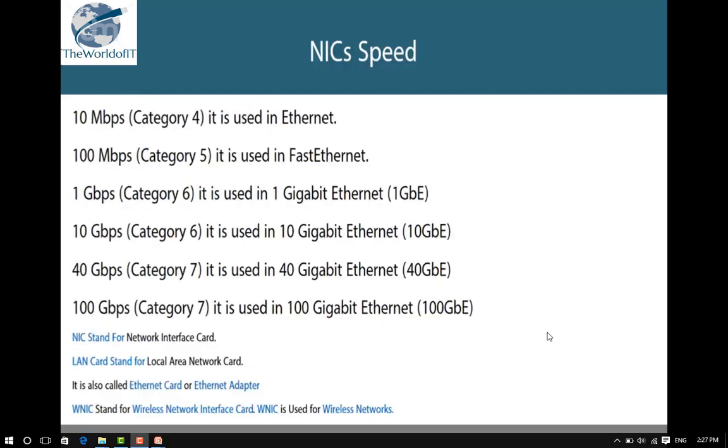NIC speed. 10 Mbps, category 4. It is used in Ethernet. 100 Mbps, category 5. It is used in Fast Ethernet. 1 Gbps, category 6. It is used in 1 Gigabit Ethernet, 1 GbE. 10 Gbps, category 6. It is used in 10 Gigabit Ethernet, 10 GbE. 40 Gbps, category 7. It is used in 40 Gigabit Ethernet, 40 GbE. 100 Gbps, category 7. It is used in 100 Gigabit Ethernet, 100 GbE.